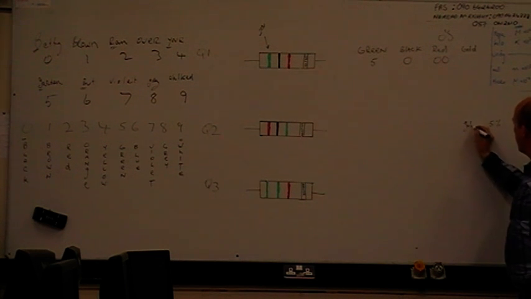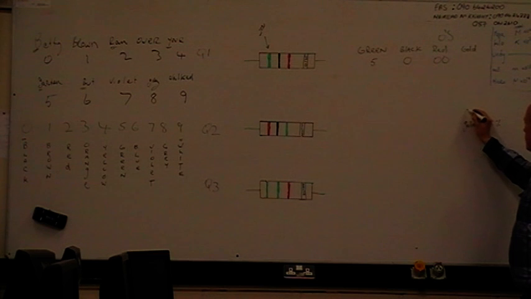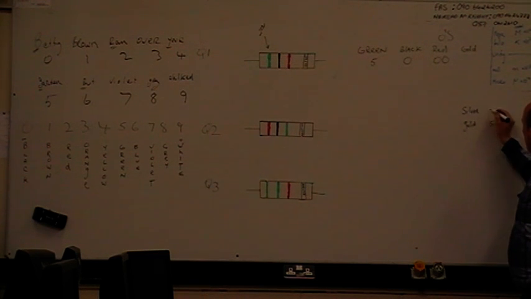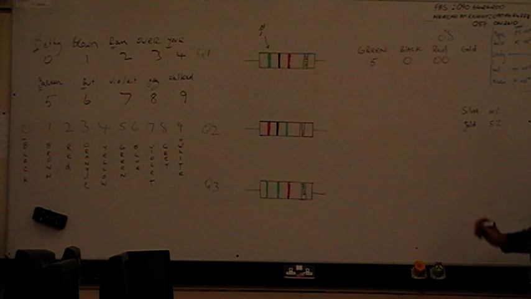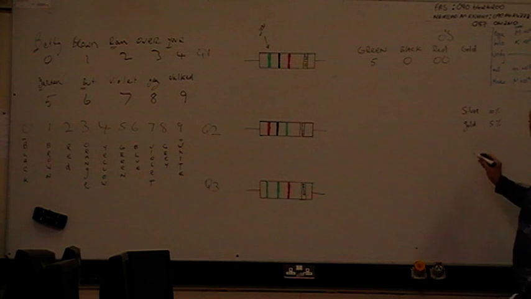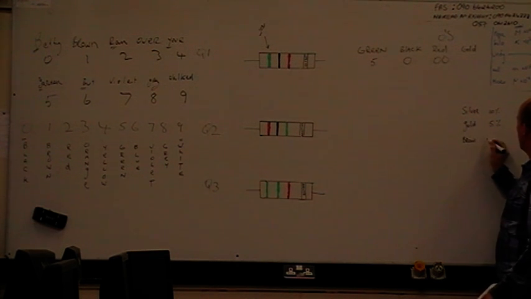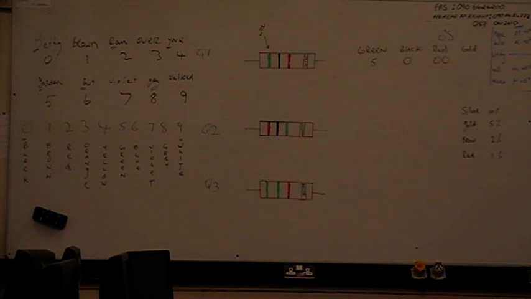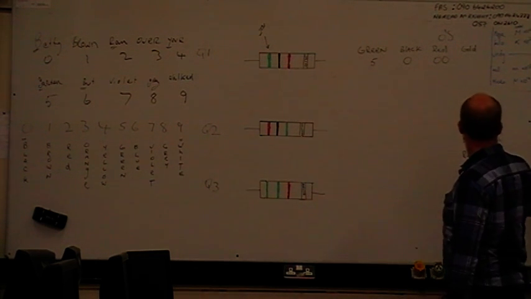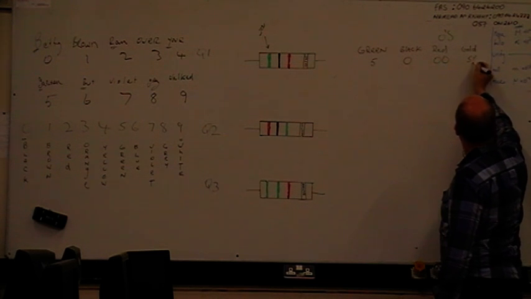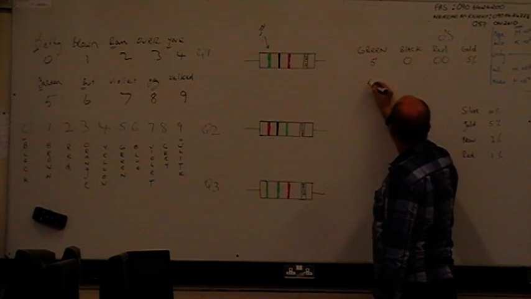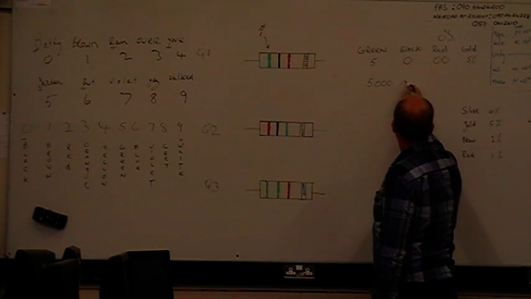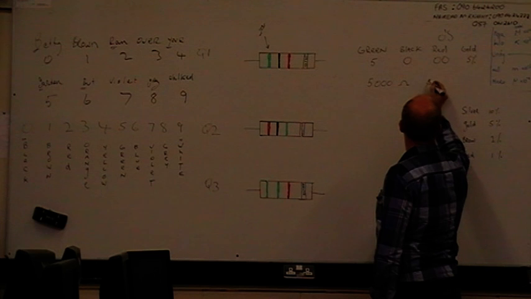So gold is 5%, and silver is 10%. There are other colours, but you only need to go into that much detail. So gold gives us 5% here, and our true answer is 5,000 ohms, which can be written as 5k.